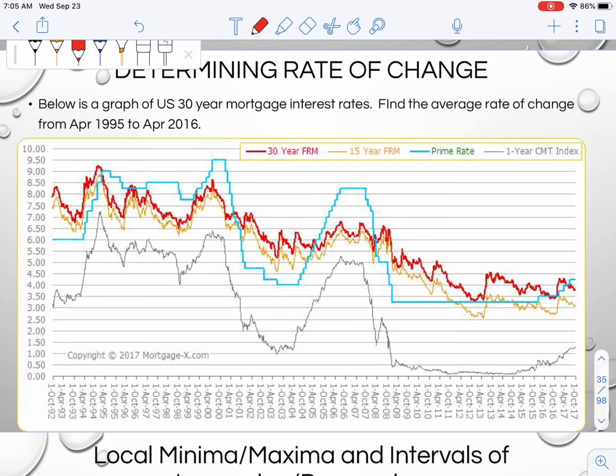In 2017, that average mortgage rate was... it didn't want to give me a straight line there. Still doesn't want to do a straight line. It's somewhere around 2.7 or 3.75. There we go. Okay, so our average mortgage rate in 2017 was around 3.75.